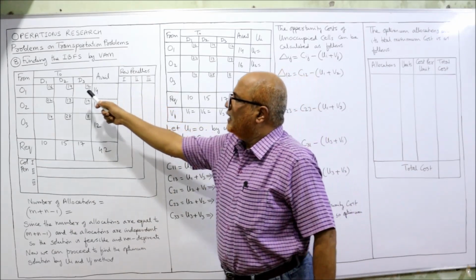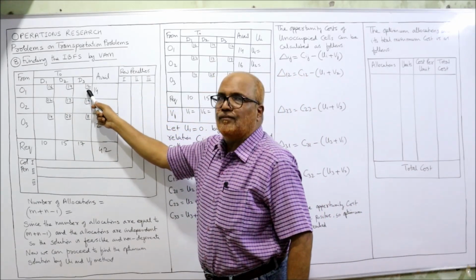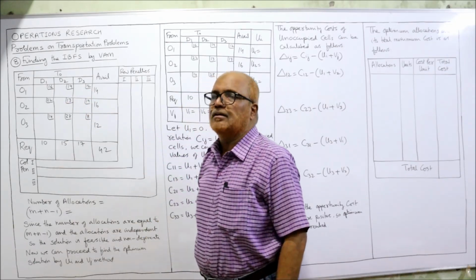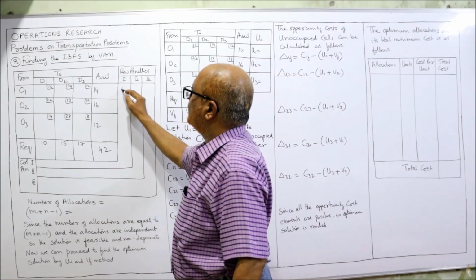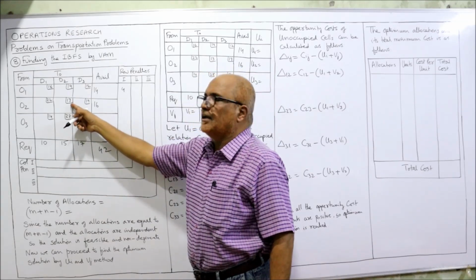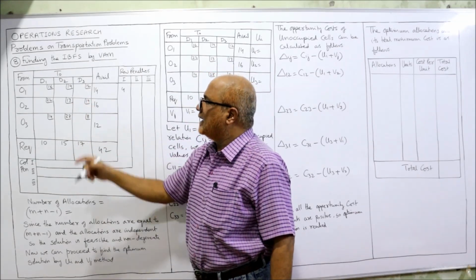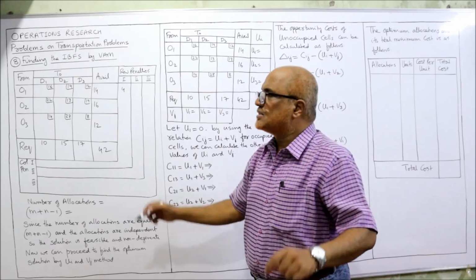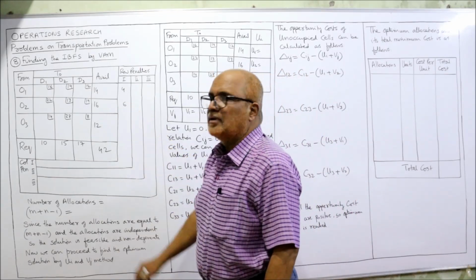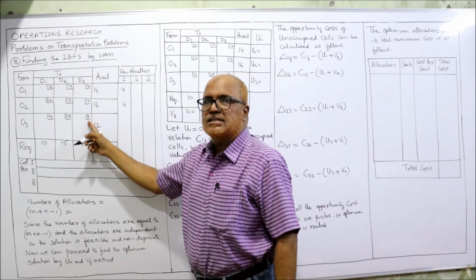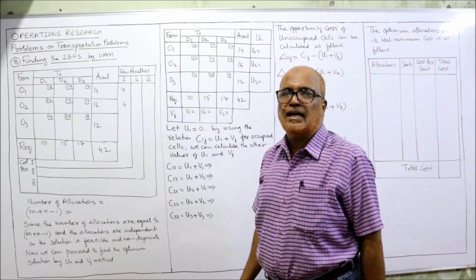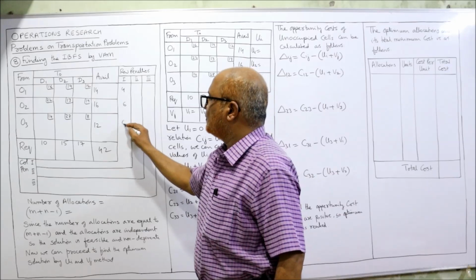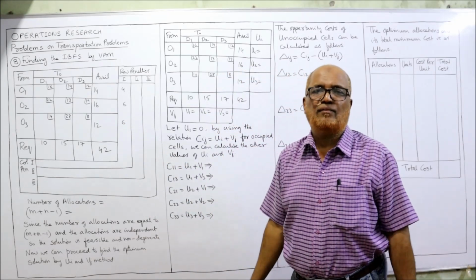First of all, in the first row the minimum is 12, the next minimum is 16. So 16 minus 12 is 4. Here the minimum is 13, the next minimum is 19. So 19 minus 13 is 6. Here the minimum is 8, the next minimum is 14. So 14 minus 8 you will get 6. So row penalties we have calculated.